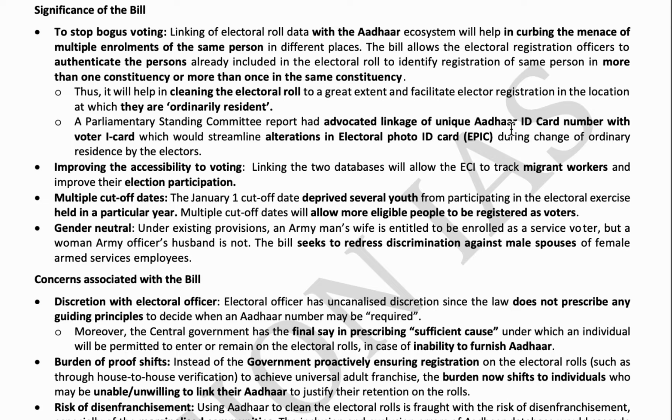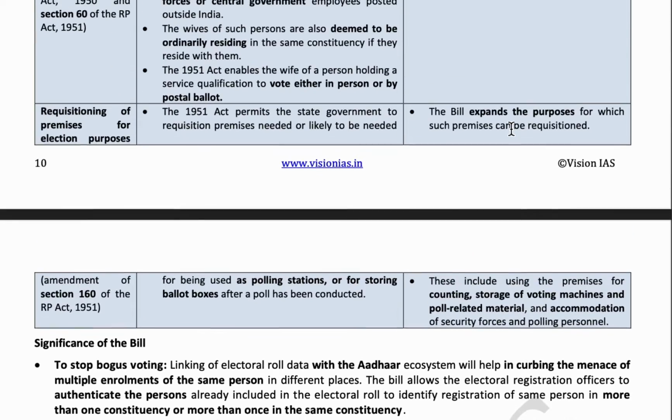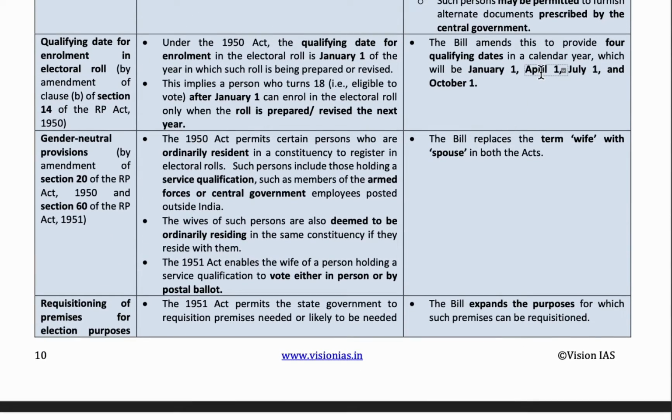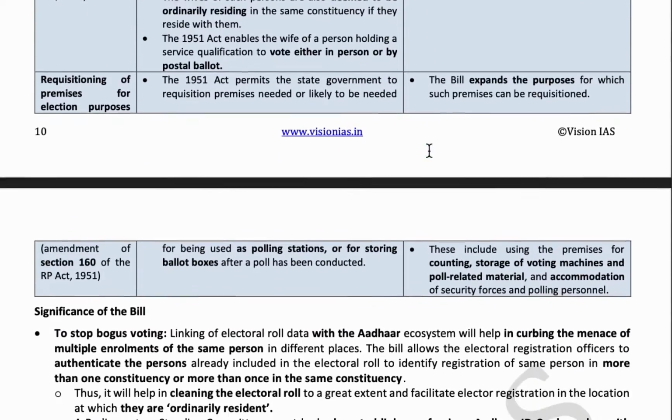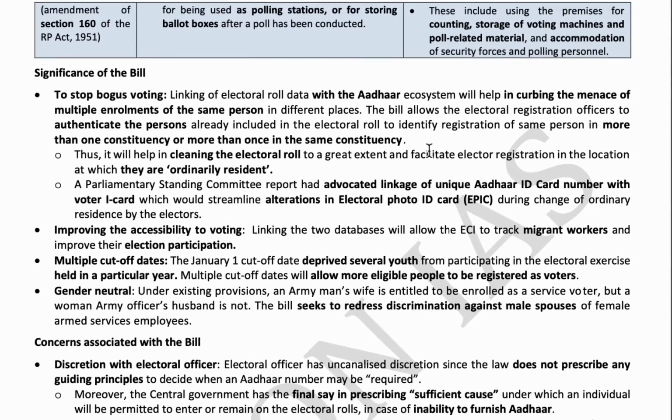So, linking two databases, that is Aadhar and voter ID, will allow Election Commission of India to track migrant workers and improve election participation. And the next importance is by introducing multiple cutoff dates, more eligible people can be registered as voters. What are these multiple cutoff dates? That is January 1st, April 1st, July 1st, and October 1st. So, four multiple cutoff dates were introduced.